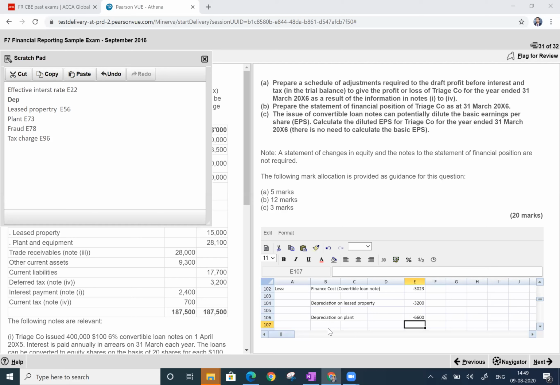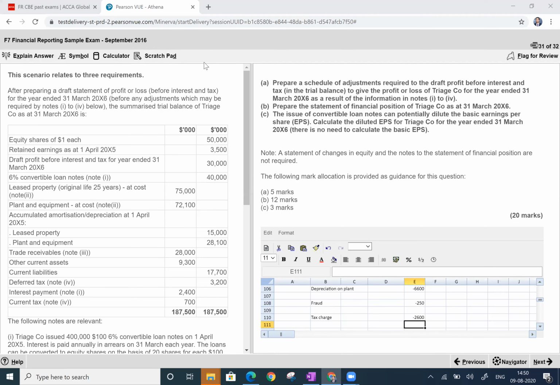Depreciation on plant. Next one is fraud. Fraud related to the current year equal to E78, so minus E78. Next, tax charge, E96. Again minus, that is equal to minus E96. Okay, so just quickly go through your SOPL.